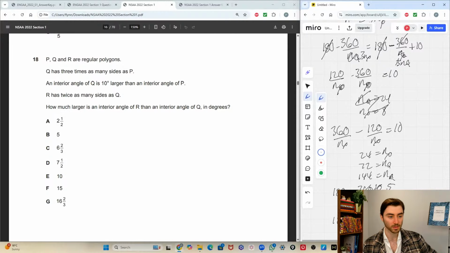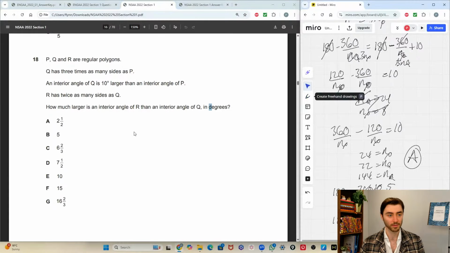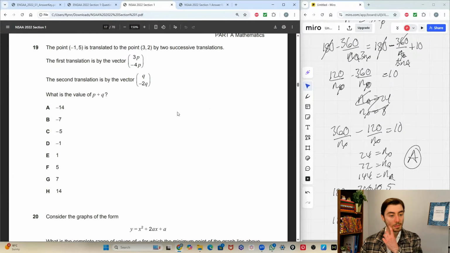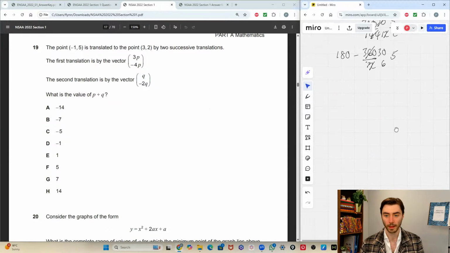So the difference between those is going to be 2.5 degrees, and that's A. Good second pass. Okay, I've got 2 minutes left. I didn't do 19. So let's have a go.